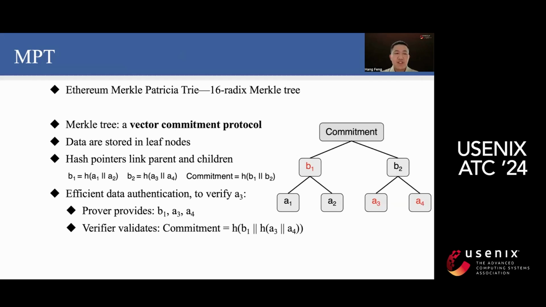The Merkle tree enables efficient proof generation by providing all the nodes on the path from root to leaf. For example, to verify A3, the prover only needs to provide B1, A3, and A4. The verifier will validate whether the commitment equals the hash of the nodes provided by the prover.